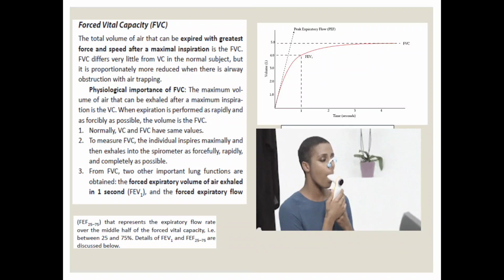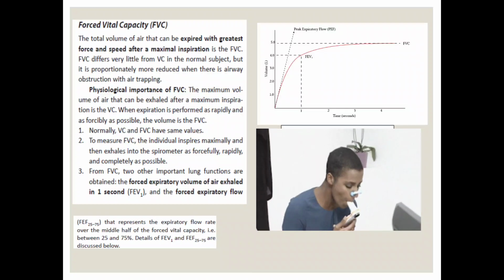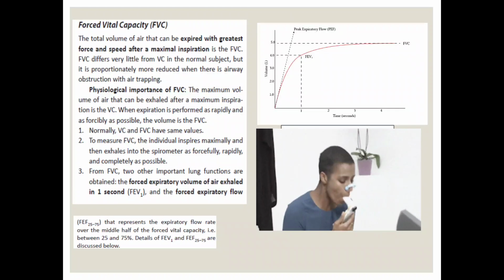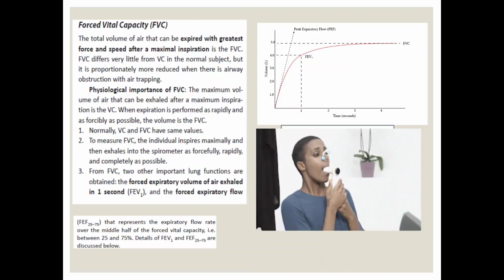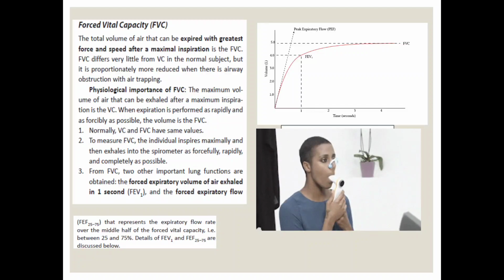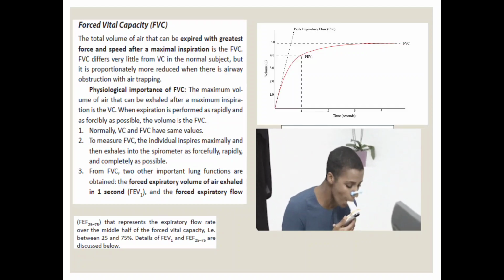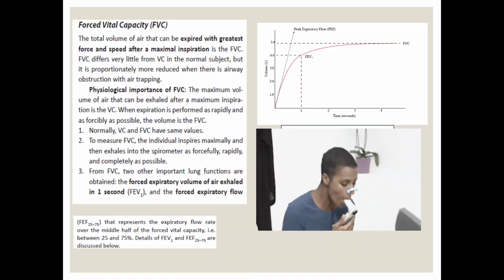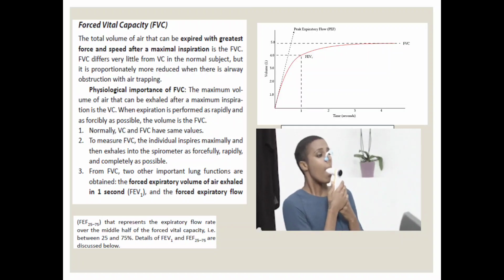One is the forced expiratory volume of air exhaled in the first second, that is FEV1. The 1 stands for first second. This FEV1 can be measured from FVC. And the forced expiratory flow, that is FEF 25-75, represents the expiratory flow rate over the middle half of the forced vital capacity, between 25 to 75%, and that can also be measured from FVC.